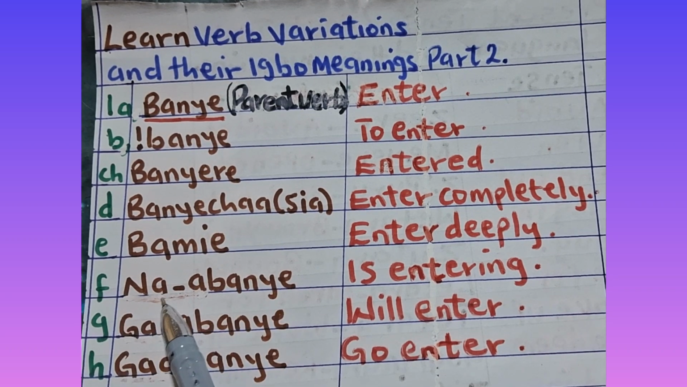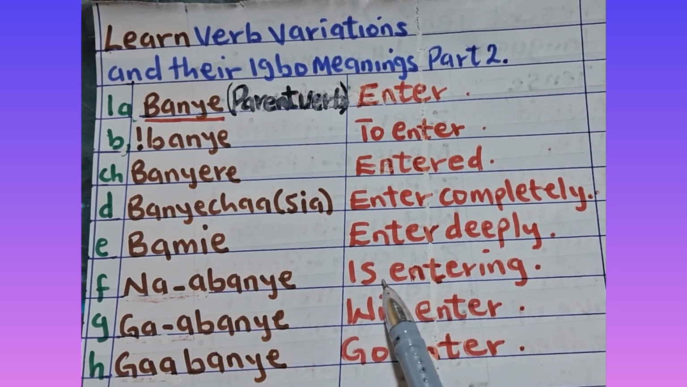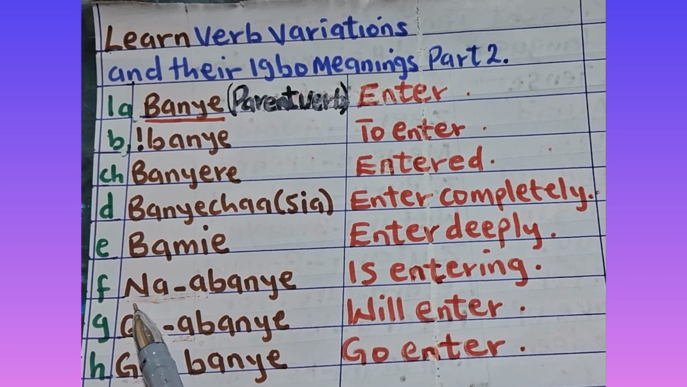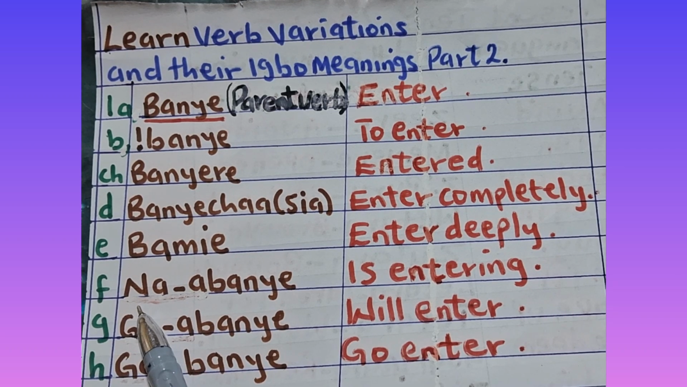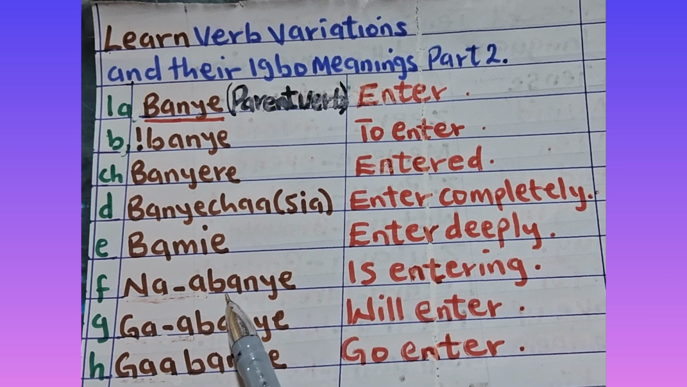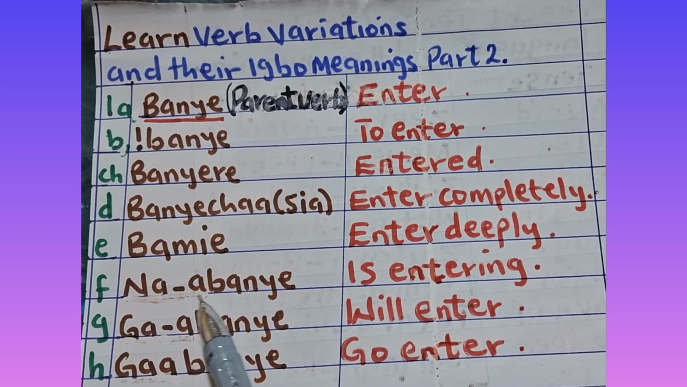Number 3, na abanye is entering. You can see that we have our prefix, mgbakwunye nganihu bụ prefix. We call prefix in Igbo mgbakwunye nganihu. We attach it before the verb. The prefix will be attached before the verb. We call it mgbakwunye nganihu.